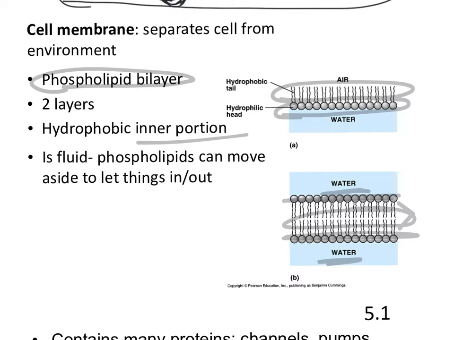The phospholipid bilayer is also said to be fluid. Fluid not meaning like it's a liquid, but fluid meaning that the phospholipids can move left and right. If I have a particle that needs to get out of the cell, it might squeeze through those phospholipids. So fluid means that the phospholipids can move a little bit left and right, like a little bit of a jiggle to move out of the way so that particles can squeeze through there.